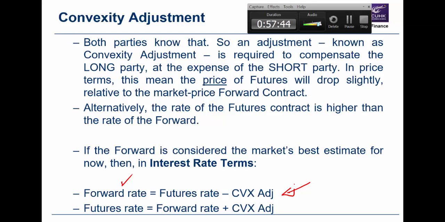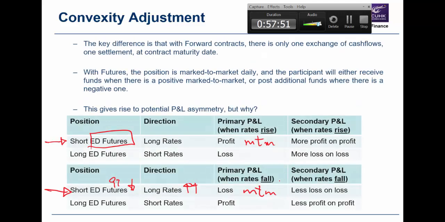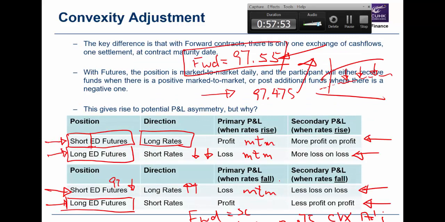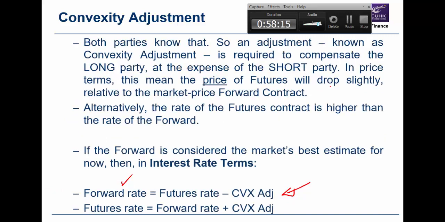Sorry, here I'm using the interest rate. Yeah, the rate, okay? But here I was using the prices. I'm sorry if that is confusing you, okay? So if you talk in price terms, then the forward price is always going to be higher than the futures price that I want to pay. But if it's rates, if you are talking interest rates, then it is the opposite.